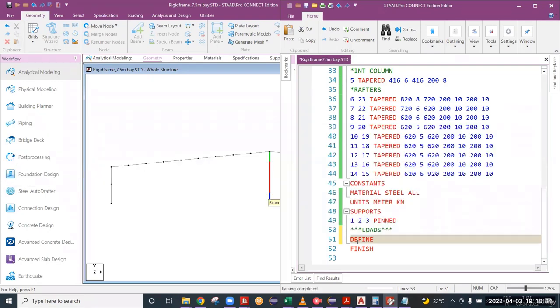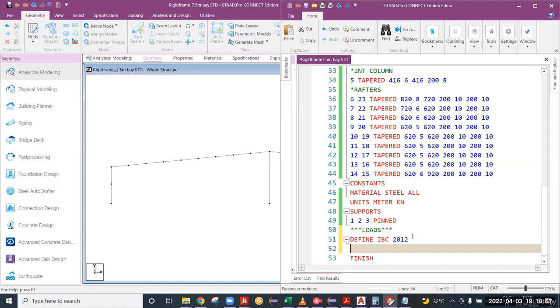Define IBC 2012. Since we are using here the 2010 edition of ASCE 7-10, after that, 2010, we have to use the IBC code. So I am taking IBC 2012 because it is the edition coming after 2010. Okay. And the next thing for define, just someone is disturbing me.